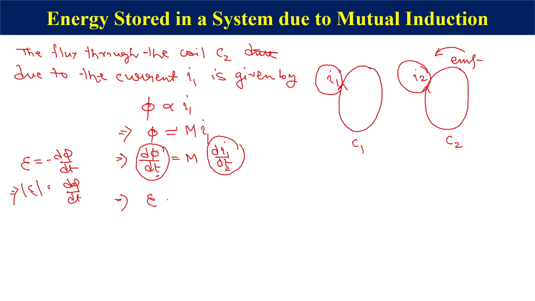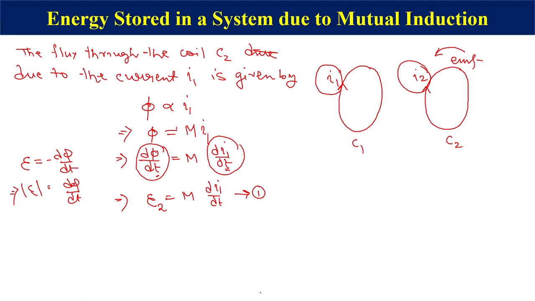So I'm going to write it like this, and let us put this as equation number 1. By the way, since this EMF is getting induced in circuit 2, I'll put a suffix 2. All right, so this is the EMF induced in the coil C2 because of the change in current in C1.